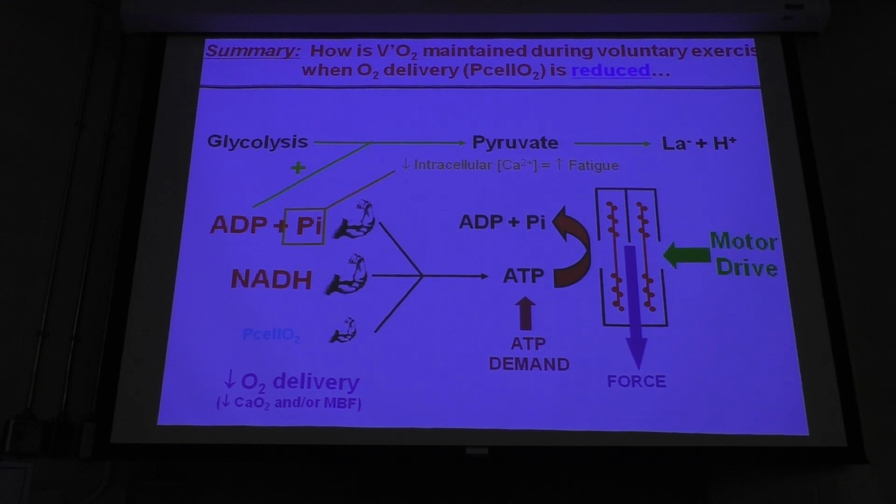So in order to support a given ATP demand and force output, you have to recruit more and bigger motor units, but that's at the expense of compromising muscle metabolic state.